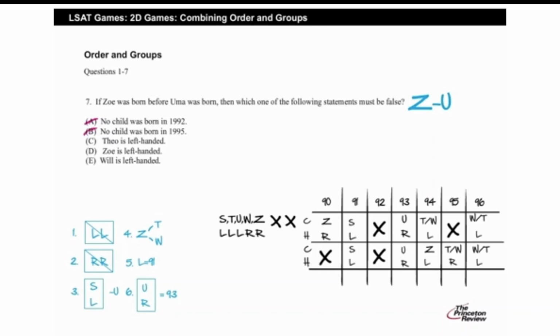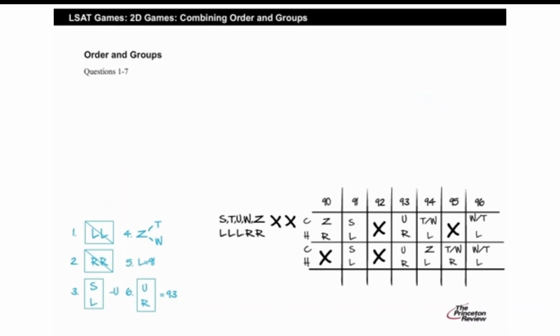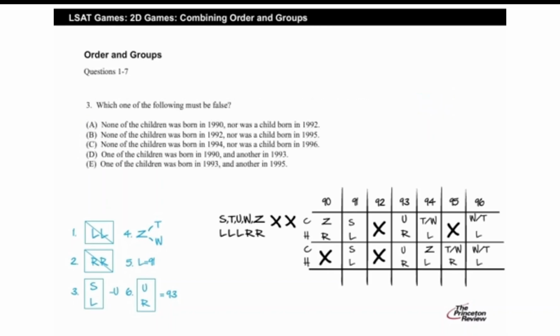Choice C, Theo is left-handed, also must be true. Eliminate it. Choice D, however, Zoe is left-handed, is definitively false. Zoe is right-handed in scenario 1. That gives you D as the correct answer. That's it for specific questions, so it's back to question 3, your remaining general question.